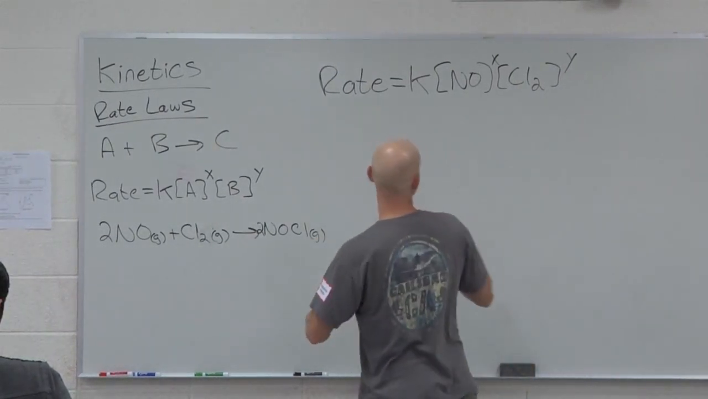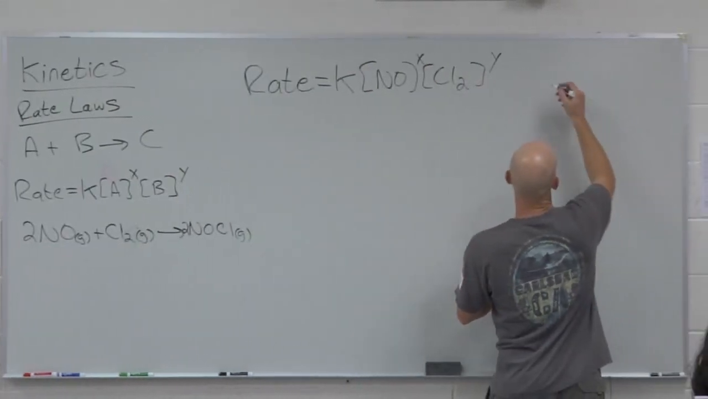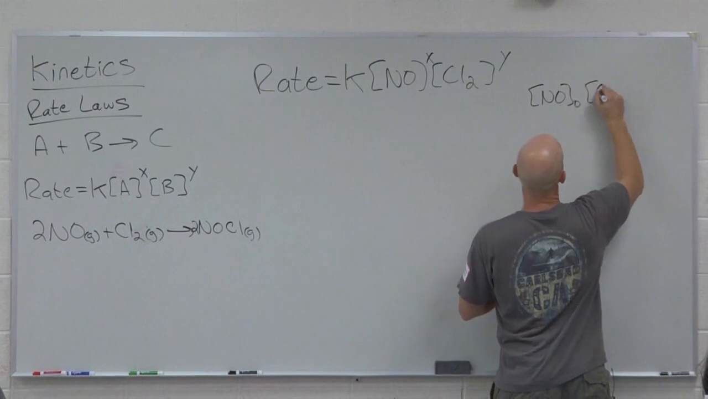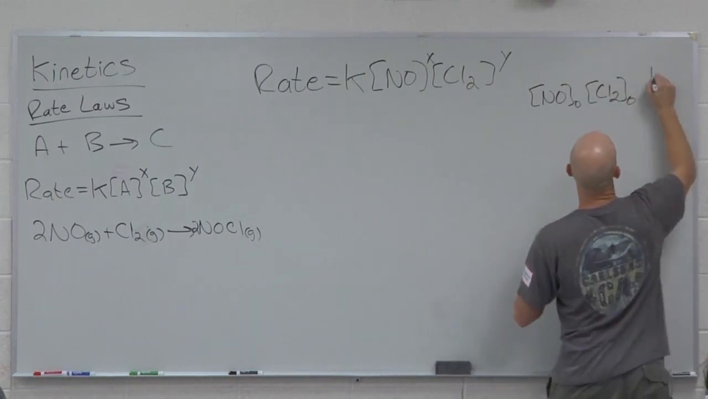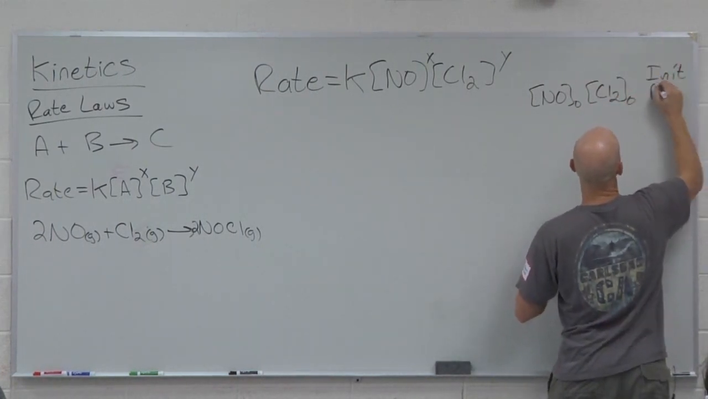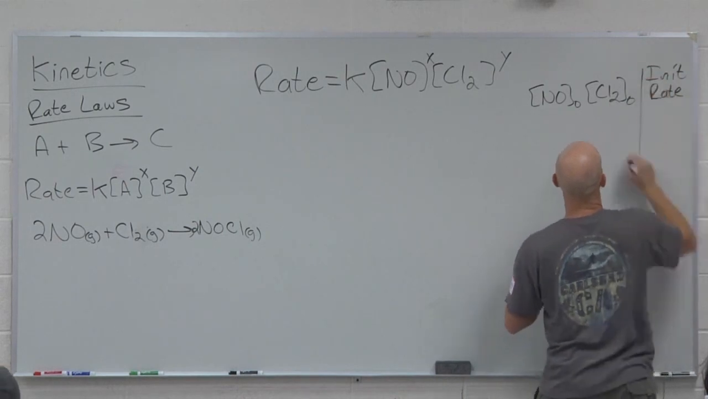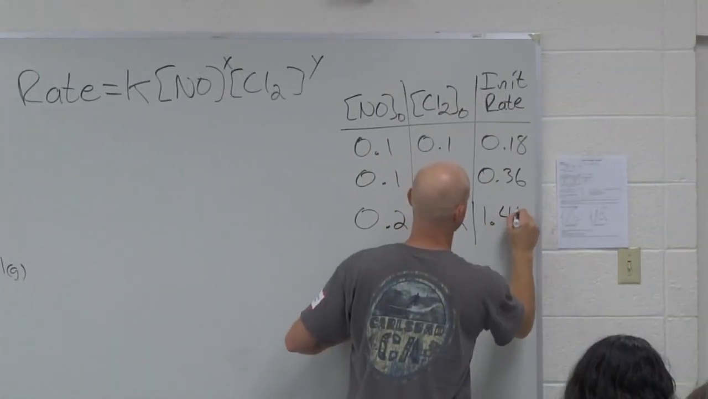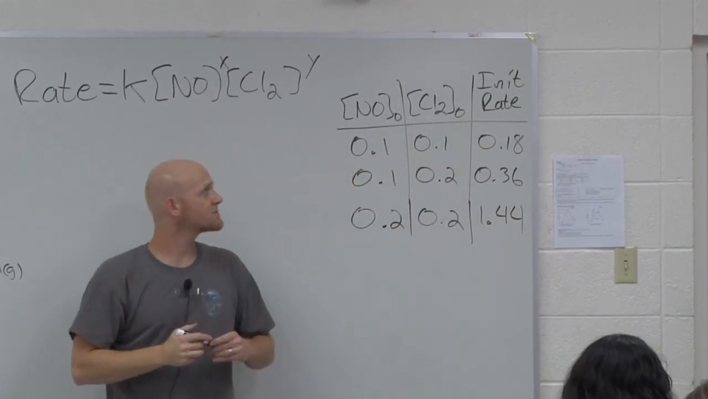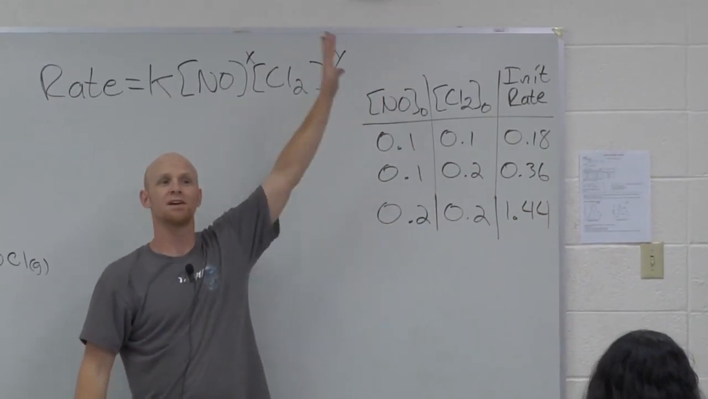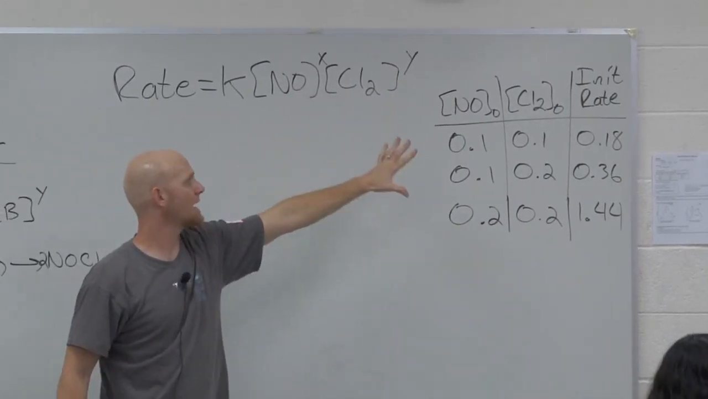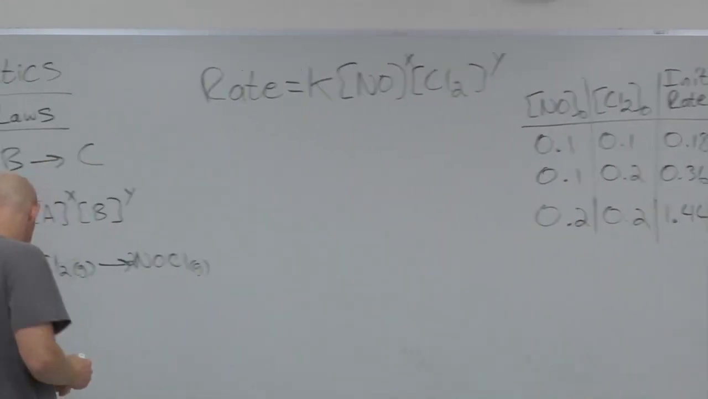So let's look at the experimental data here. You are given a lovely chart, and in this chart you've got the initial concentration of NO, the initial concentration of Cl2, and the initial rate. And it is just from such a set of experimental data that we are actually going to determine the rate law. So before we look at that, let's look at one other thing real quick.